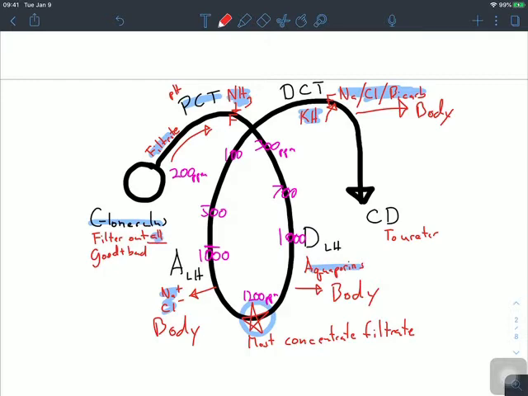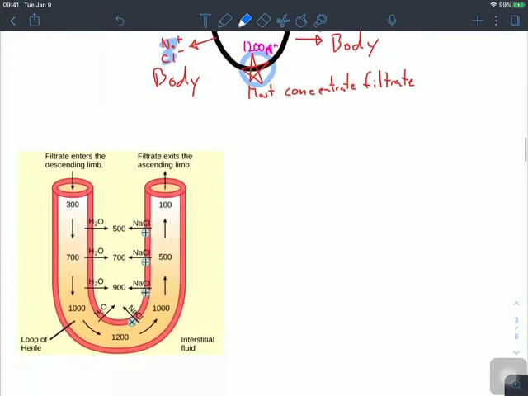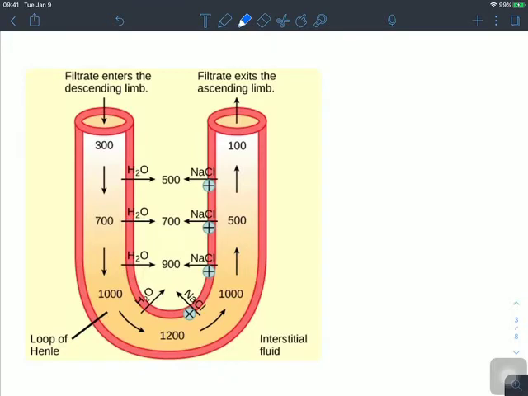The diffusion gradient, and to help illustrate these concentrations here, I like to show this image from your book as to when diffusion is governing things and when you have to be actively pumping. When things are so highly concentrated down here at the bottom, you can actually get free diffusion, moving the NaCl back into the interstitial fluid.